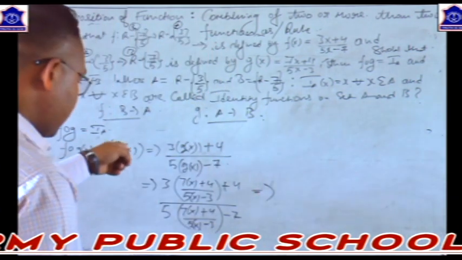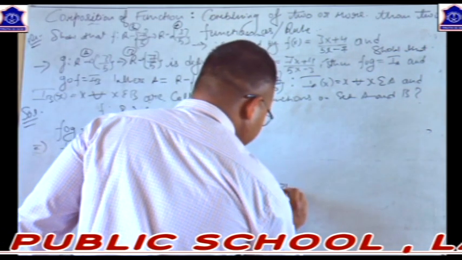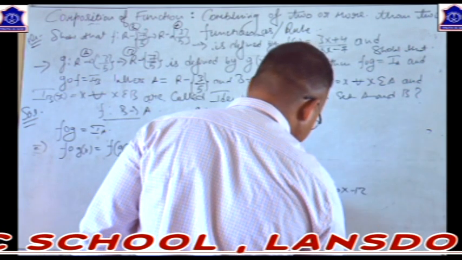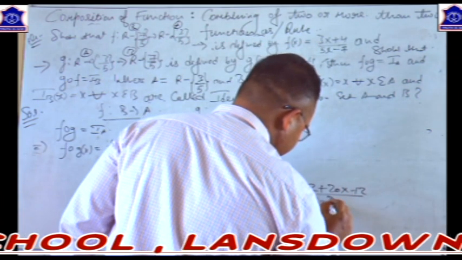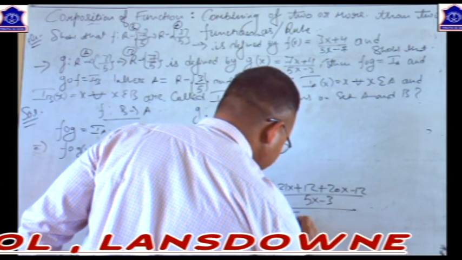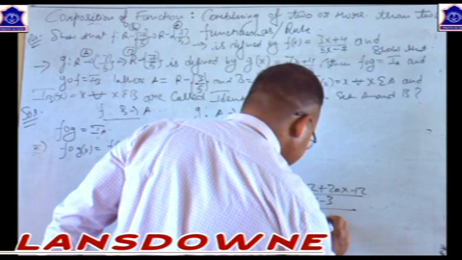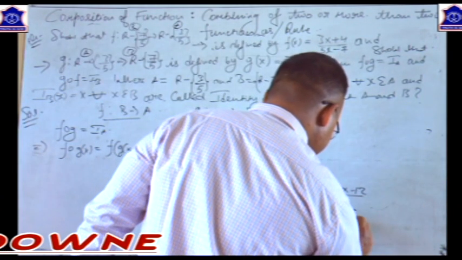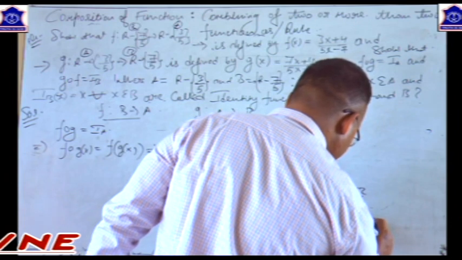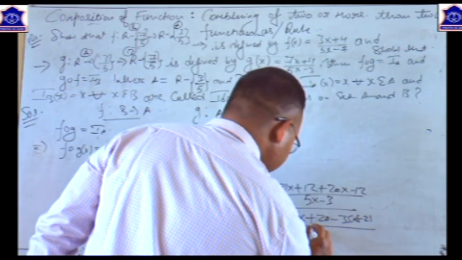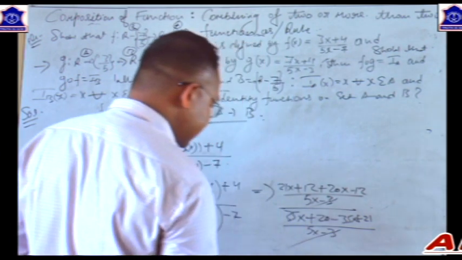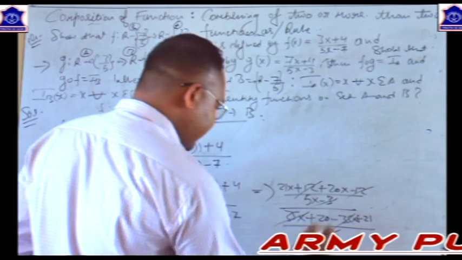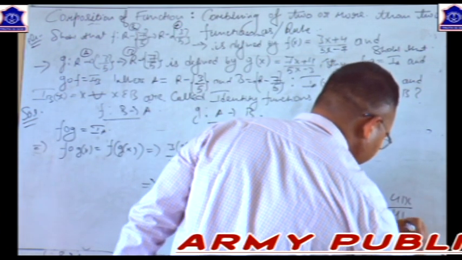On solving this we are going to get 21x plus 12 plus 20x minus 12, whole upon 5x minus 3, upon 35x plus 20 minus 35x plus 21, whole upon 5x minus 3. The 5x minus 3 will be cancelled out, and plus 12 minus 12 cancel out, 35x minus 35x gets 41x upon 41, cancel out.